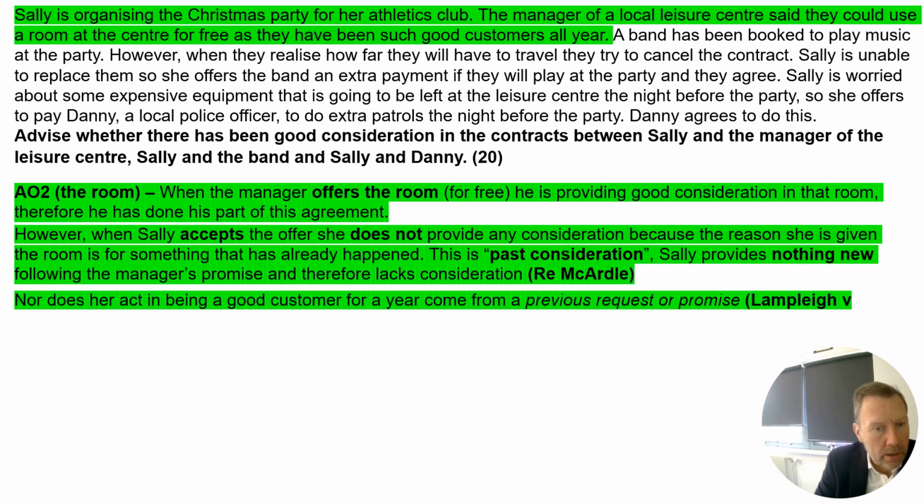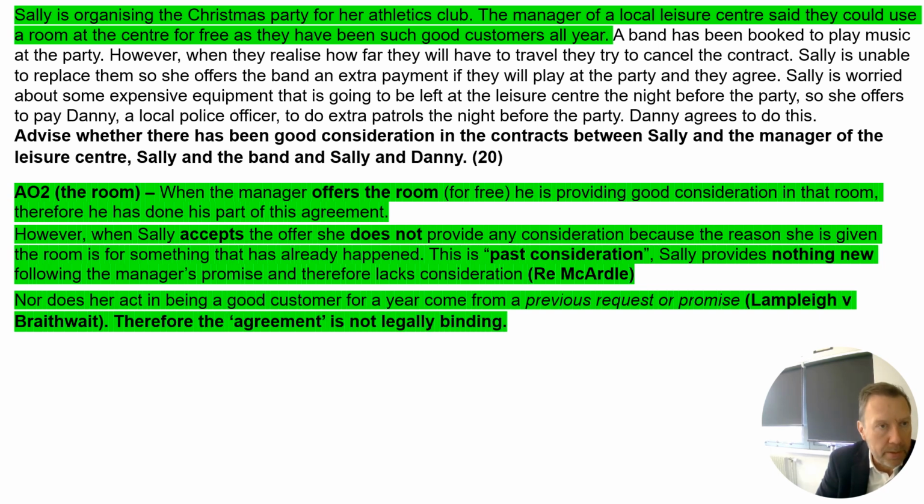You can then look for any exceptions. They may be present in the scenario. In this case there aren't, but you could say, perhaps there was a previous request, perhaps there is one in a scenario that you might come across. And that's that Lampleigh versus Brathwait case, where there was some sort of previous request or promise that if you do something, then you can expect something in return. But that's not happening. We can point that out. It just gives us a little bit more to say. And then you can do a little conclusion there at the end to say the agreement is not, or appears not, to be legally binding.